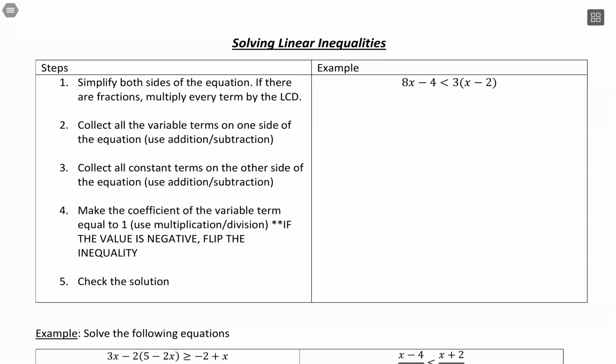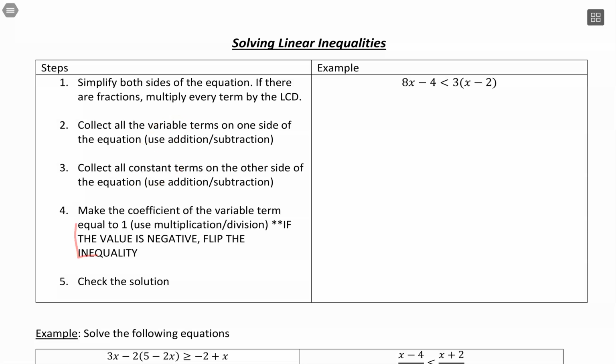So solving linear inequalities really works almost the same way as linear equations. Just a few little tricks to it. The key is where we have our inequality, we would treat that like we would our equal sign. Then we're going to simplify. If they're fractions, we'll multiply every term by the least common denominator, so that's all the same. Move the variable terms, move the constant terms.